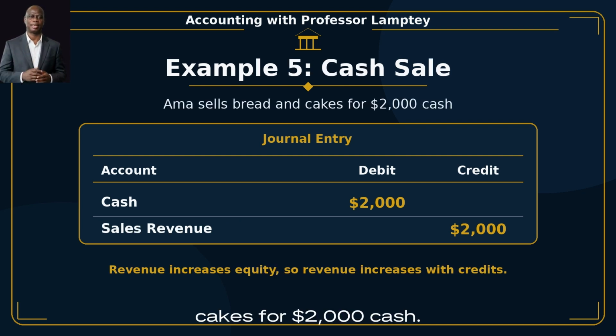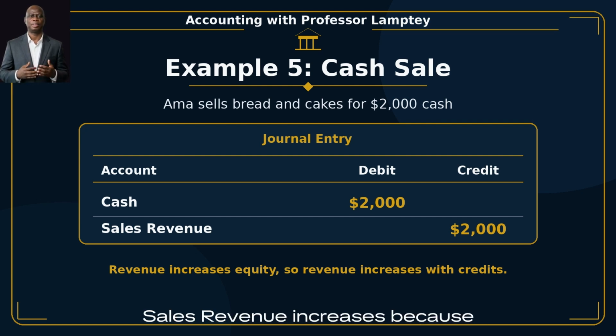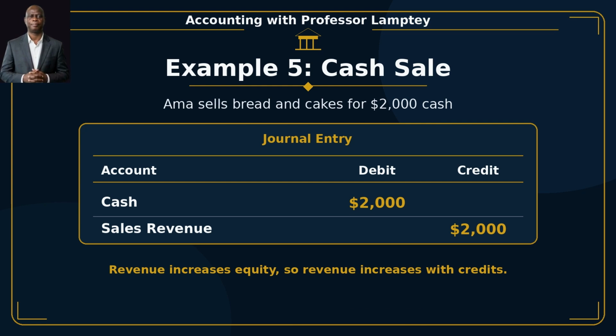Amma sells bread and cakes for $2,000 cash. The accounts affected are cash and sales revenue. Cash is an asset. Sales revenue is a revenue account. Cash increases because the business received money. Sales revenue increases because the business earned income.